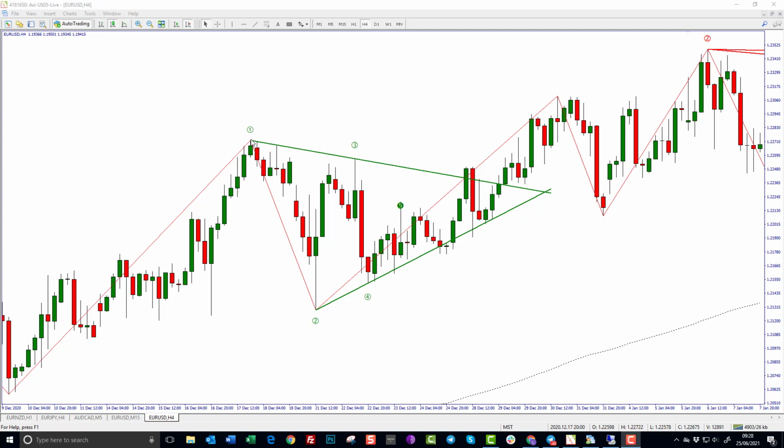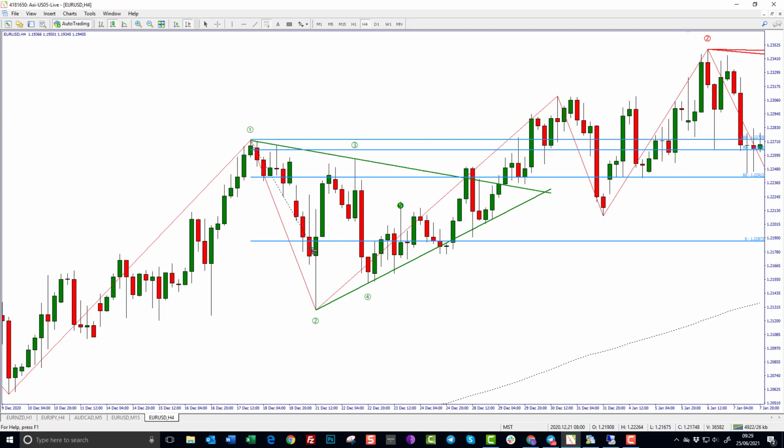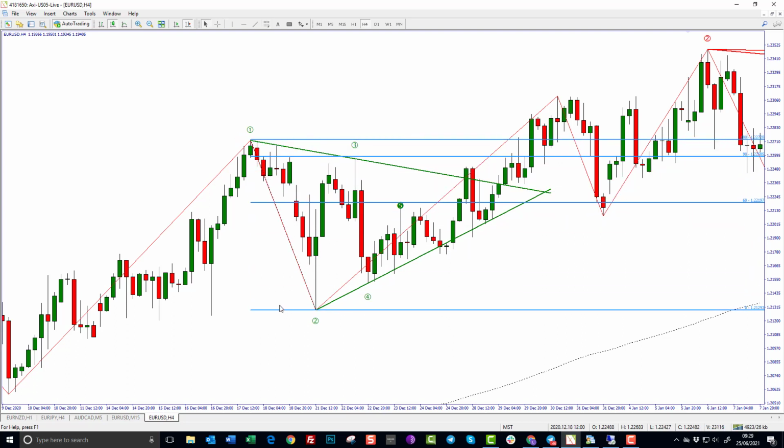But in order to identify a pattern of a symmetrical triangle, we need a way to measure the distance of the contraction of the triangle. A triangle needs four points, which form a descending trend line on the top and an ascending trend line on the bottom. So what we can do is use our good old Fibonacci tool. If we put a measure from point 1 to point 2, we can use a Fibonacci retracement of a certain amount to measure to point 3.